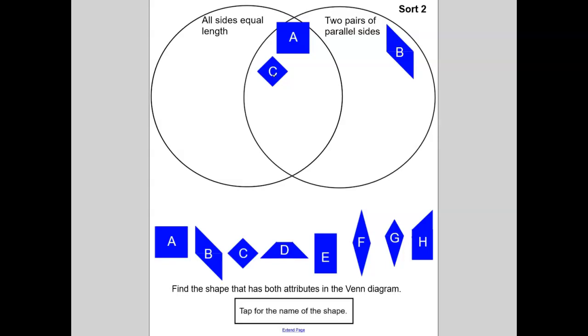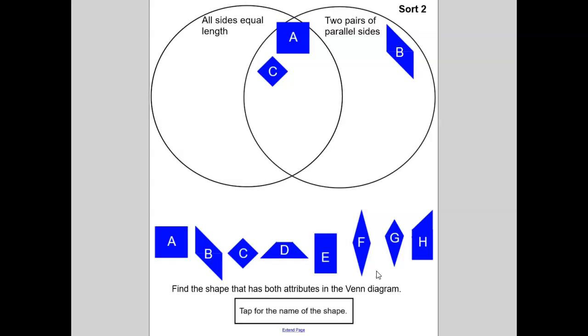Oh my goodness. Let's look at D. I'm going to let you guys sort D. Where would it go and why? You are exactly right. D does not belong on this Venn diagram because it doesn't have all sides that are equal. Look, this side is much longer than its parallel side. And it also does not have two pairs of parallel sides. How many pairs of parallel sides does D have? Pause the video. You're right, D has only one pair of parallel sides. Where would E and F go and why?